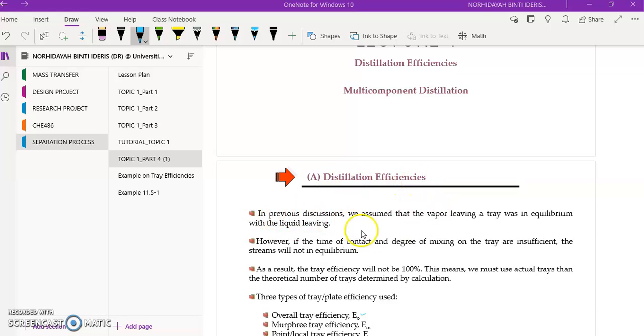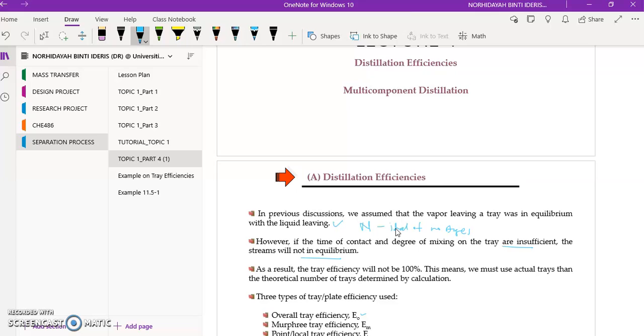In the previous discussion, we assumed that the vapor leaving a tray was in equilibrium with the liquid leaving. However, if the time of contact and degree of mixing on the tray are insufficient, the stream is actually not in equilibrium. If you recall, when you are using the McCabe-Thiele approach to calculate the number of stages N, that actually refers to the ideal number of stages, whereby we assume that the vapor leaving a tray was in equilibrium with the liquid leaving.